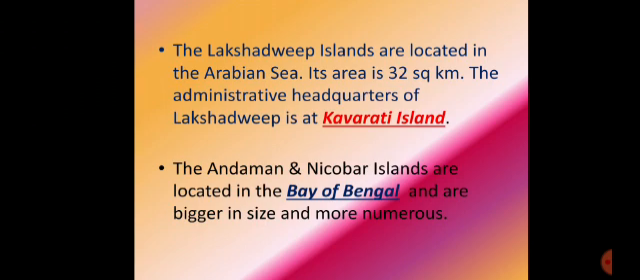The Andaman and Nicobar Islands are located in the Bay of Bengal and are bigger in size, more numerous and scattered. Andaman and Nicobar are divided into two groups. The Andaman lie in the north while the Nicobar lies in the south. Both these island groups have great biodiversity.